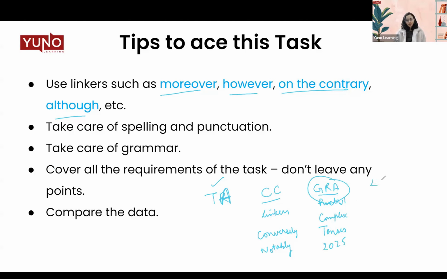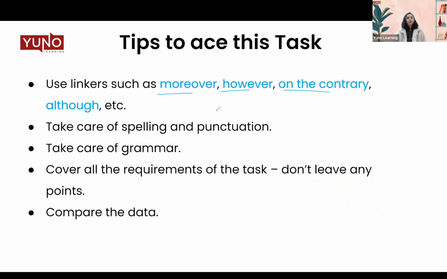Grammatical range, and then we have lexical resource. Lexical resource here would be the collocations that I highlighted. For example, slightly decreased, right? So when you achieve all of these 4 things, you can score well in your writing task 1. And so we use linkers, moreover, however, on the contrary, take care of your spellings, punctuation, grammar, cover all the requirements as I talked about, summarize, highlight, report, and do not forget to compare the data.